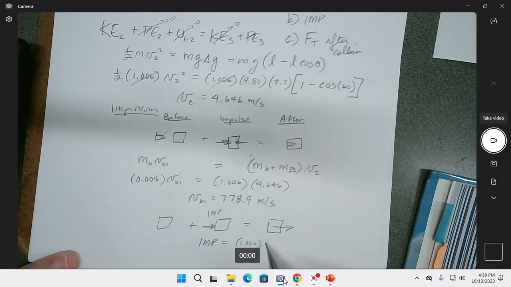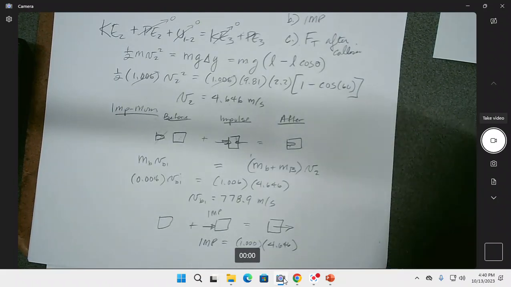So you're basically saying the impulse equals one times your 4.646. Wouldn't it just be 1 kilogram? Yeah, I think you're right. You leave the bullet out of it. So it would just be equal to this. That doesn't make any sense. Is this one in the back of the book?